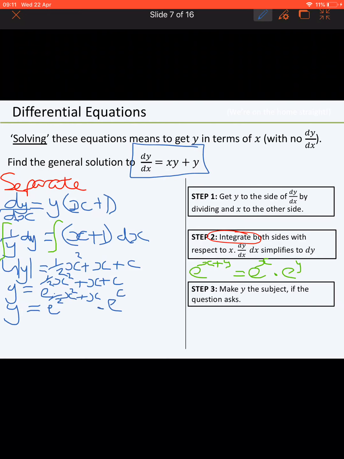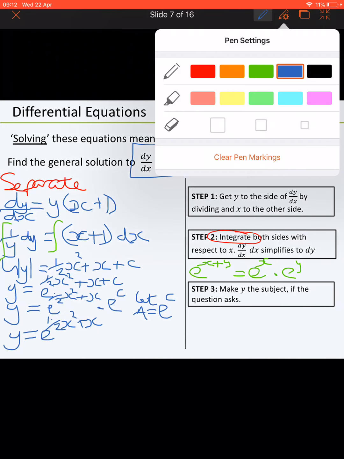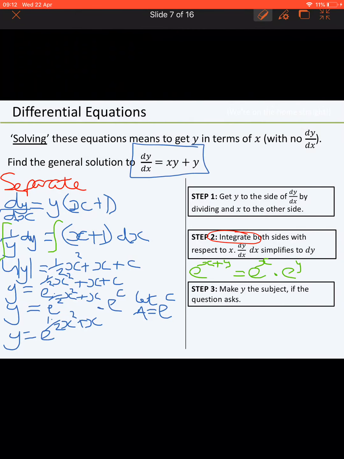Now remember, c is just a constant, so e to the c is also just going to be a constant. So to tidy this up, I'm going to let capital A be e to the c. It could be any letter, but convention is we just use A. And that then gives me my final answer of y equals e to the half x squared plus x. Can't do anything with that really. And I have forgotten, go back one step, I've forgotten my A.